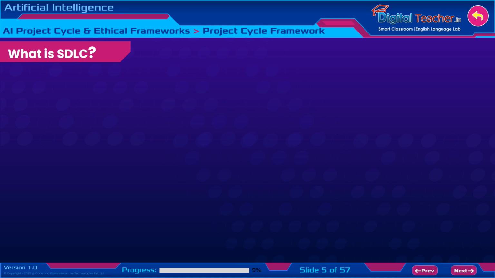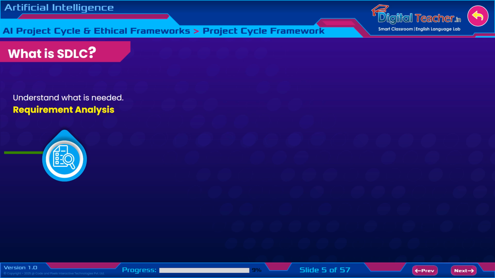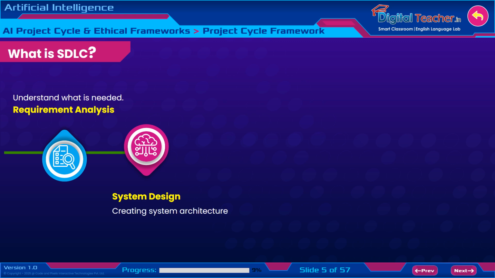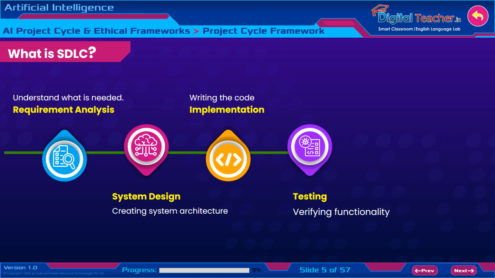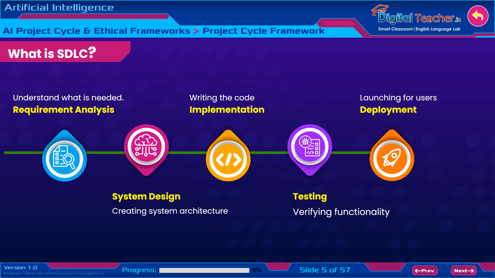What is SDLC? SDLC has the following main steps. Requirement analysis. Understand what is needed. System design. Make flowcharts to show how the system will work. Implementation. Write the actual programs. Testing. Check if the program works correctly. Deployment. Launch the program for users to use.